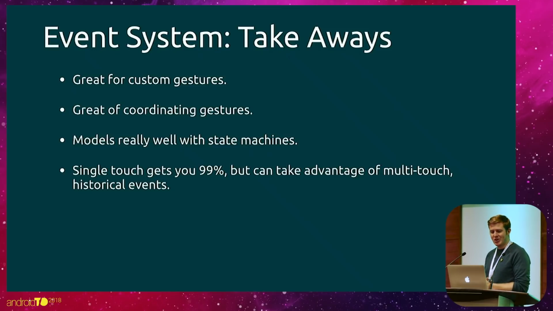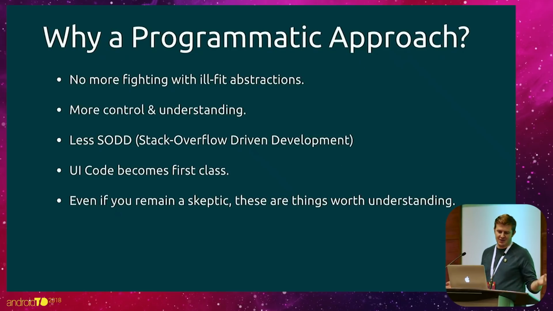Gestures model really well with a state machine, and single touch gets you 99% of the way there. There's a lot of scary stuff in there, like multi-touch and historical data, but you don't have to take advantage of that. You can get away with just doing simple gestures, but if you want to, you can always take advantage of those more advanced features. Overall, those are the three things I want to outline. So that's the whole thing.